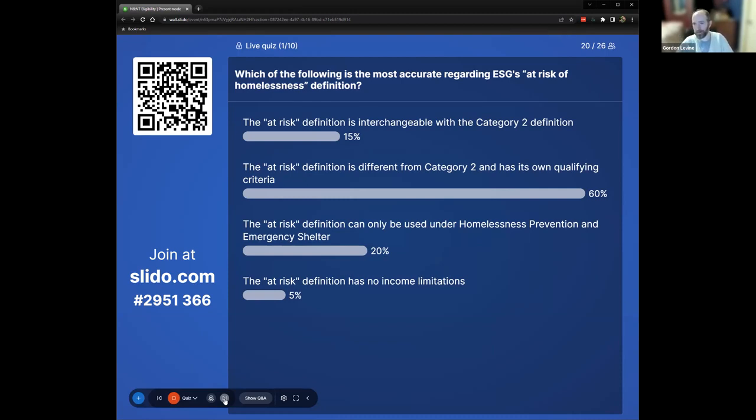The majority of you thought that it is different from category two and has its own qualifying criteria. You are, of course, correct. The at-risk definition and the imminently at-risk definition, or the category two definition, are different. They have different criteria. The fact that they are named similarly and both used for homelessness prevention does not mean they're the same thing. They're different in important ways. Good job, all of y'all.